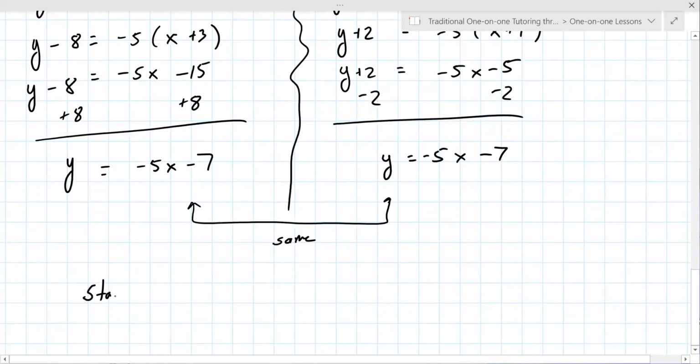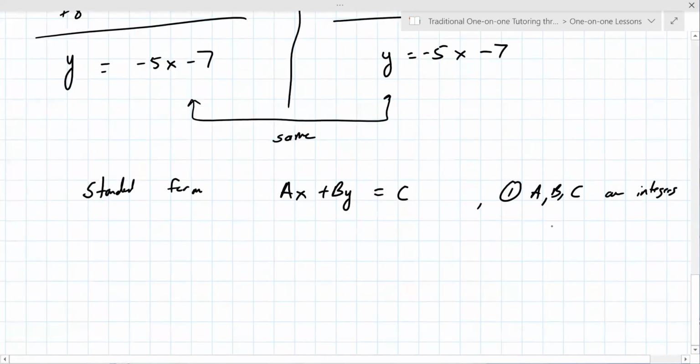So let's talk about standard form, because you were just asking about that. Standard form is ax plus by equals c, with the following conditions. One, a, b, and c are integers, meaning no fractions, no decimals. Second, a is positive. So if for some reason you get a negative, you have to multiply everything by -1 to make it positive. So always positive.